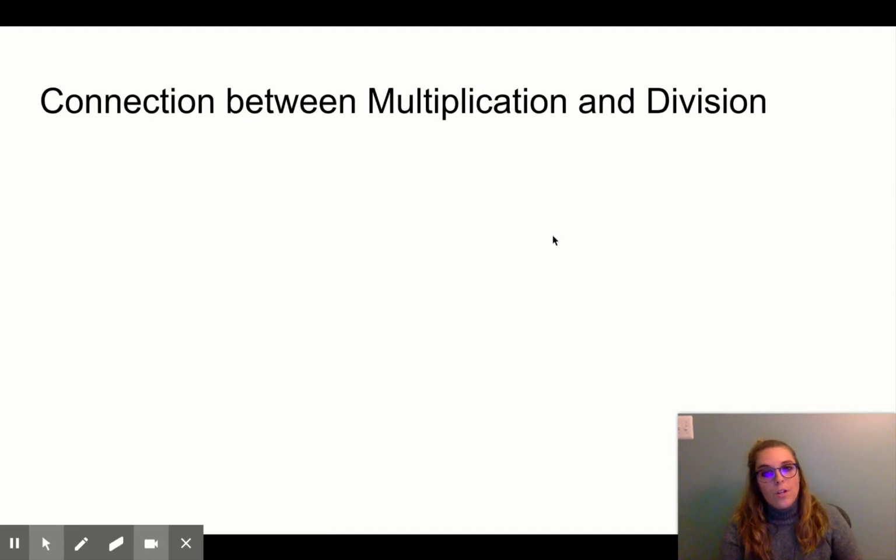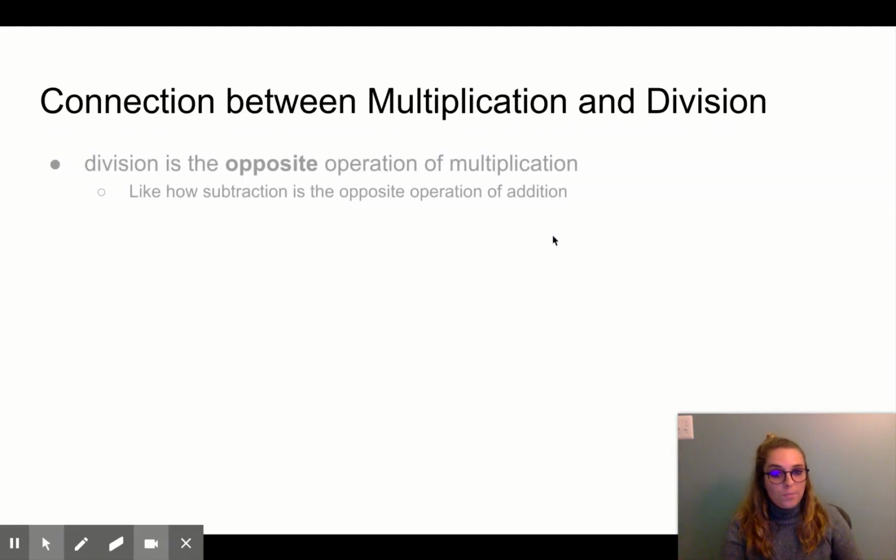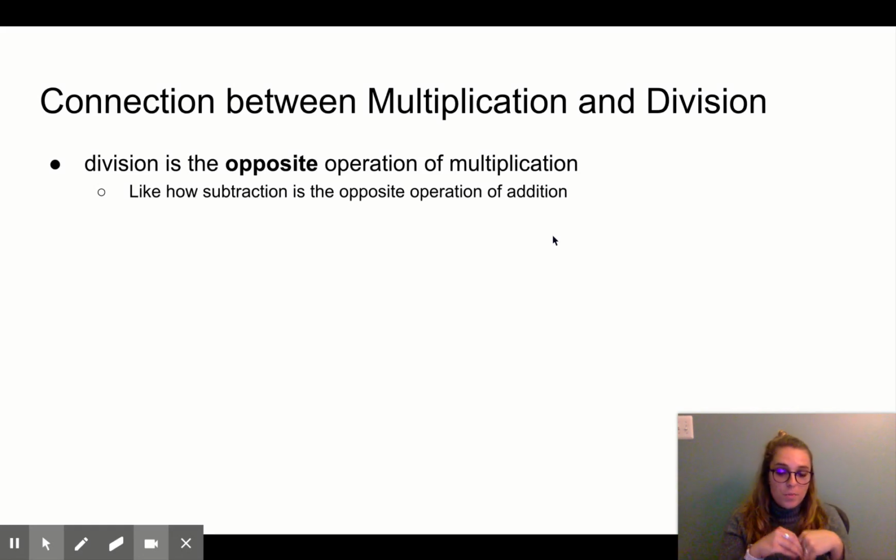So we know that there are some connections between multiplication and division. We know that division is the opposite operation of multiplication. For multiplication, we are combining equal groups to equal a product. In division, like we talked about yesterday, we are splitting a total into equal groups to figure out how many go into each.